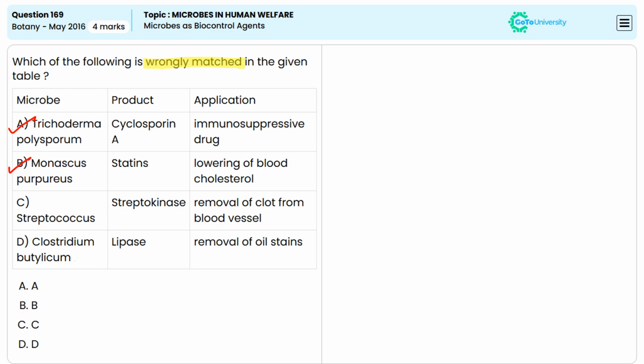Coming to second one, Monascus purpureus. Yes, they are a type of red yeast which is used to produce statins, which is used for lowering bad cholesterol. That is also true and matches.